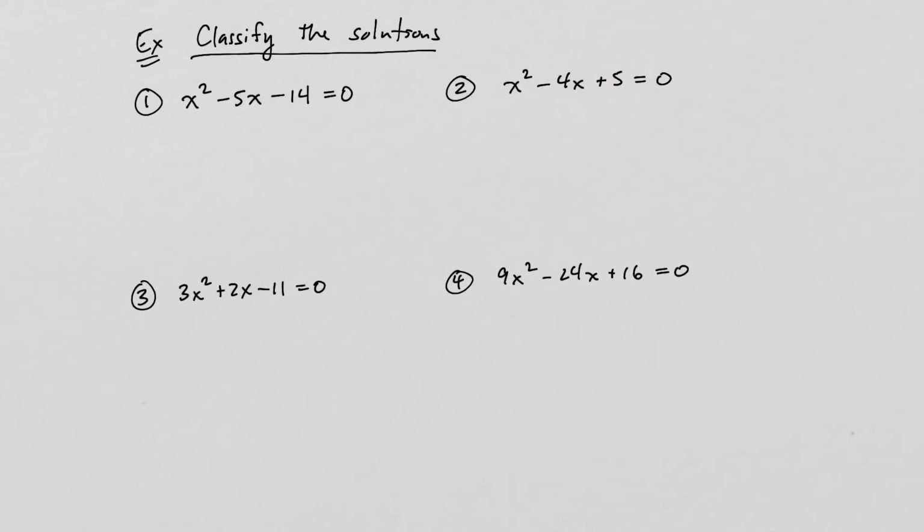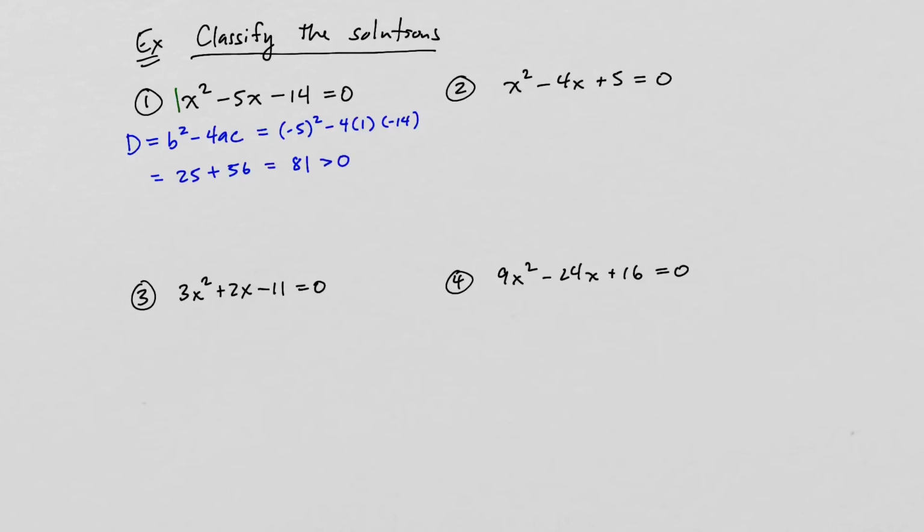So let's take a look at this first equation here. And again, I just want to classify the solutions. I'm not actually going to solve the equation. So to classify the solutions here, we need the value of the discriminant, which again is from the formula b squared minus 4ac. In this particular quadratic equation, b is negative 5, a is 1, and c is negative 14. So remind yourself that there's a 1 here. And when you do b squared minus 4 times a times c, this is equal to 25 plus 4 times 1 times 14 is 56. And if you add those together, you get 81. So our discriminant is 81.